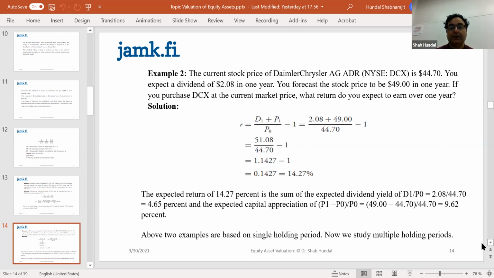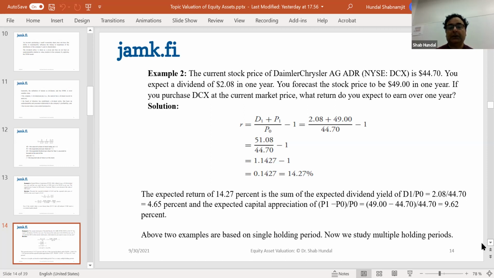If you purchase this stock, DCX is its ticker, the code. At the current market price, what return do you expect to earn over a year? So in this case, you need to calculate one missing number, which is the rate of return, R.